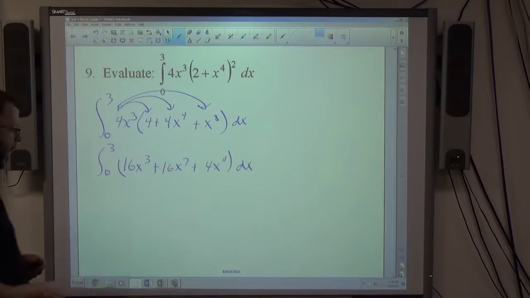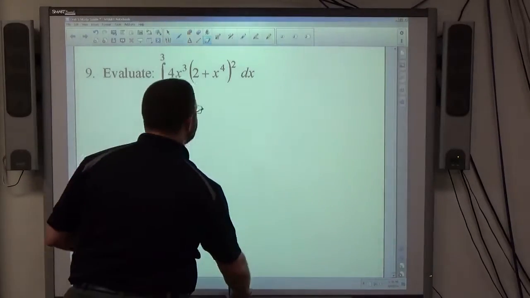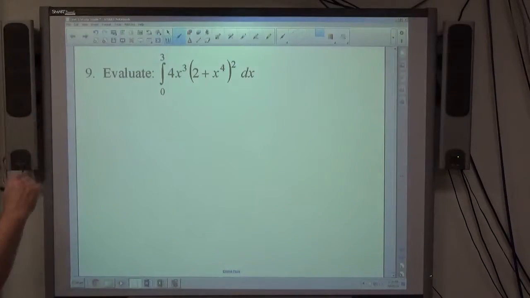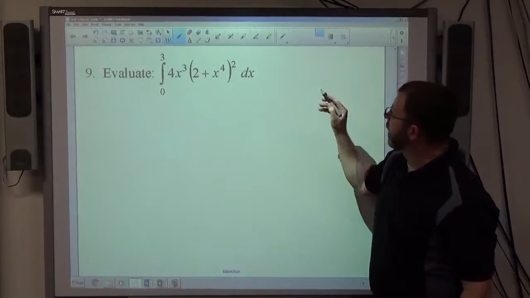We can do it that way. I would prefer to do this with U-substitution because there's no guarantee the power on the test will be 2. Maybe it'll be 17 here. I don't know. It might be something ridiculous there. So if I'm going to use U-substitution, it looks like this.